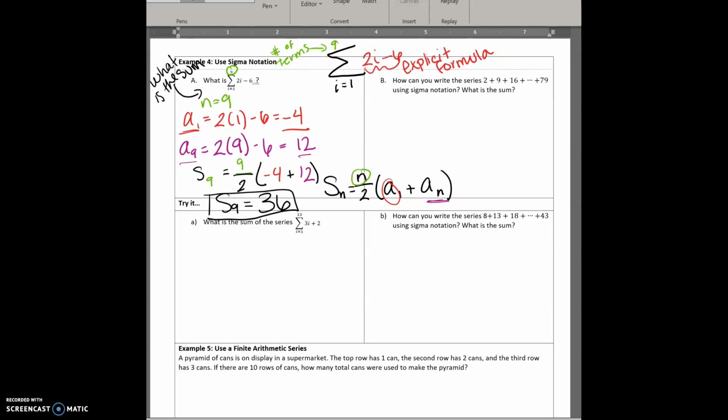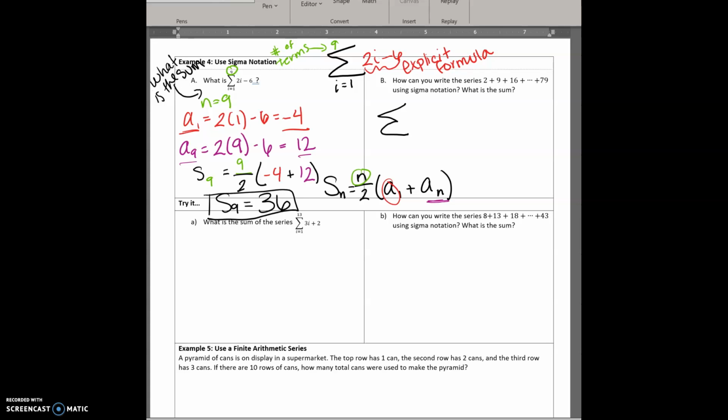Okay, and the next one, it's asking, how can we write this series here in sigma notation? And then what is the sum? So we have to do 2 parts. We have to write it in this format, and we're going to have to find the sum. So to write sigma notation, we need to find the number of terms.